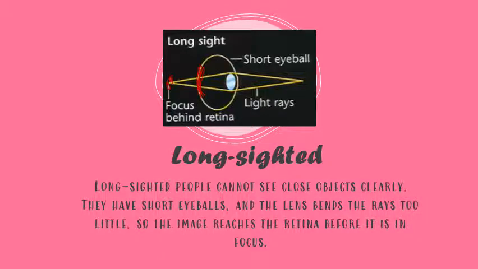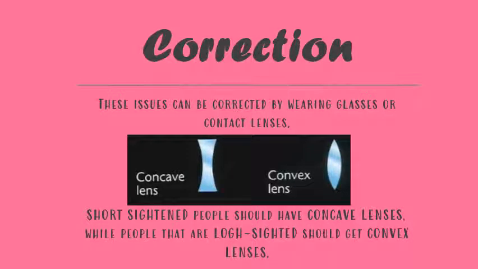Okay, next. Correction. These issues can be corrected by wearing glasses or contact lenses. Short-sighted people should have concave lenses. Short-sighted people, concave lenses. And long-sighted people should get convex lenses.